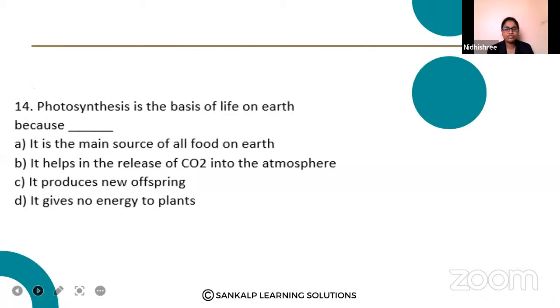14th question. Photosynthesis is the basis of life on earth. Why? Option A, it is the main source of all food on earth. Option B, it helps in release of carbon dioxide into the atmosphere. Option C, it produces new offspring. Option D, it gives no energy to the plants.